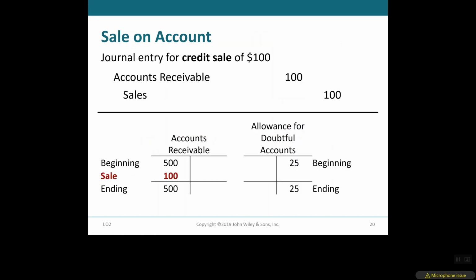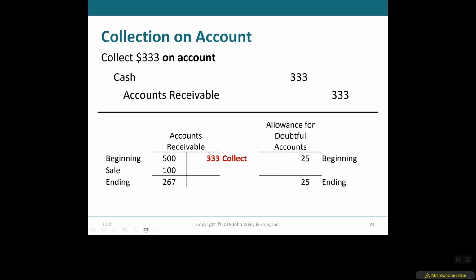This is an example of a journal entry for credit sales of 100. Accounts receivable is 100, and sales is also 100. Now accounts receivable has increased. We have 100, that's sales, and we still have our beginning 25. Then we collect 33 on account. Cash, the amount we collected, is 33, and accounts receivable is 33. I will put that on the credit side because it's a reduction in our accounts receivable.